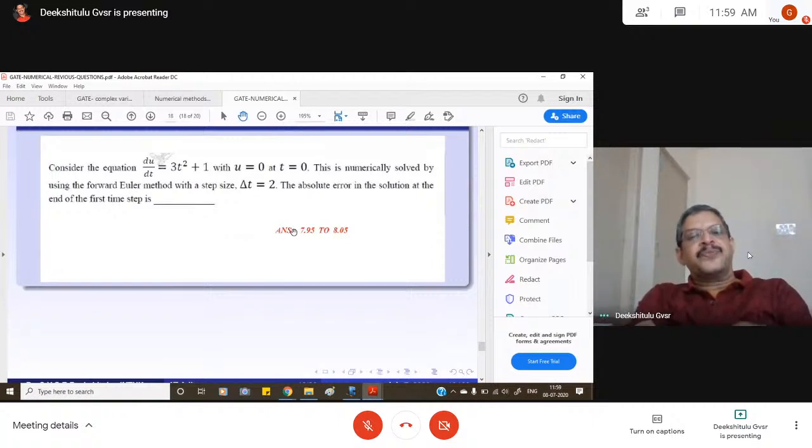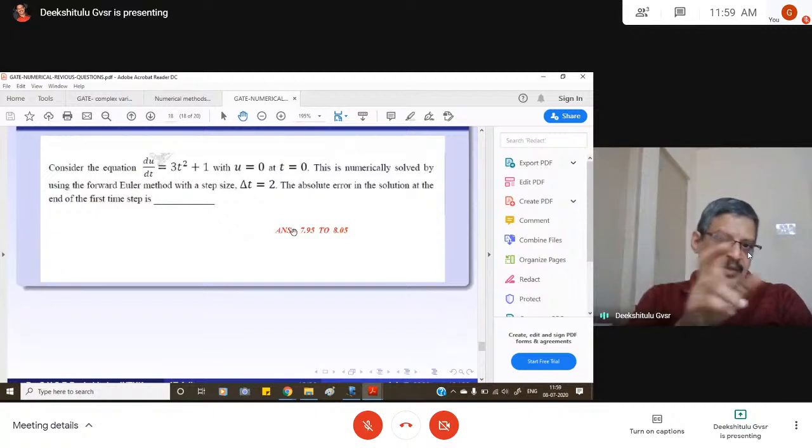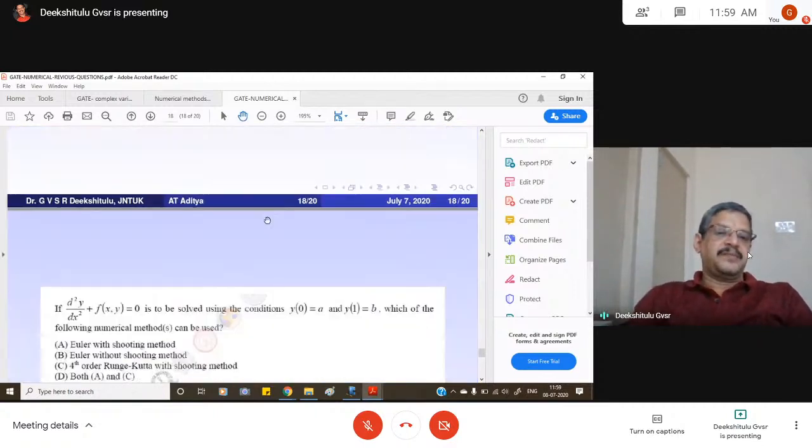So that means first we have to calculate the solution using the exact solution. That means use it as a linear equation. Then find the solution using Euler's method, forward Euler method, get the difference, and then the percentage error.